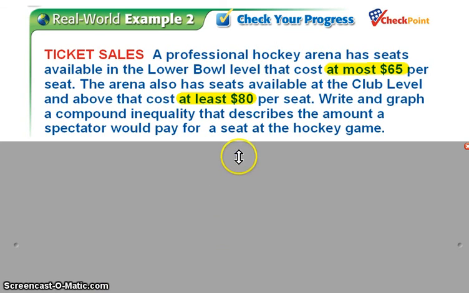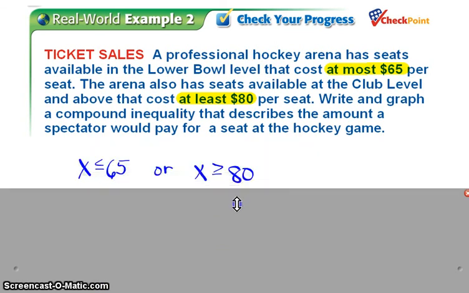All right, let's start by writing our compound inequality. If we let X represent the cost, if you buy a lower bowl, it's going to be less than or equal to 65. If you buy a club level or above, it's going to be at least $80. So X is going to be greater than or equal to $80. Here's your compound inequality. You can buy one or the other, or you can buy both. And we talked about what or means in math.